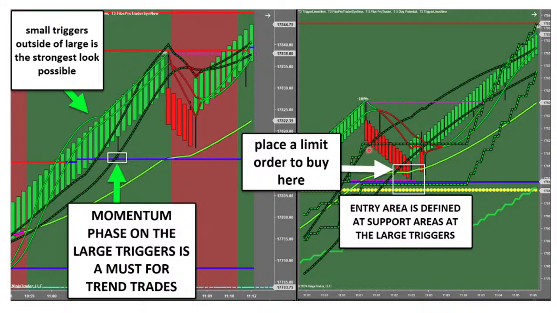The triggers are not my entry. The reversal bar is not my entry. My entry comes from the highest point of support inside of favorable large triggers. Guys, this is your high probability trend trade.